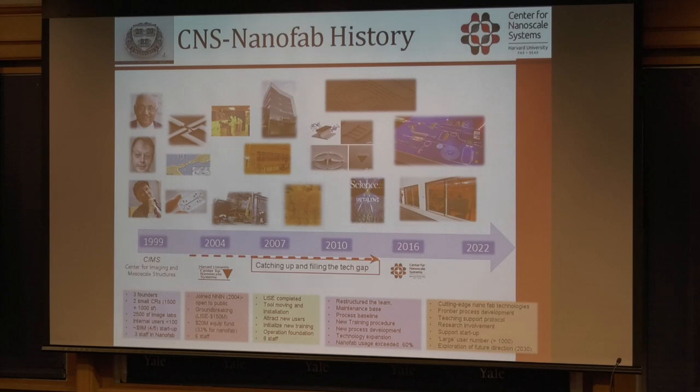So looking back, at Harvard we basically started from a very low, very weak base, and we took about 10 years to fill up this technical gap. It will take a while. Now, based on Matt and other speakers in the presentation, it sounds like it would be much shorter.